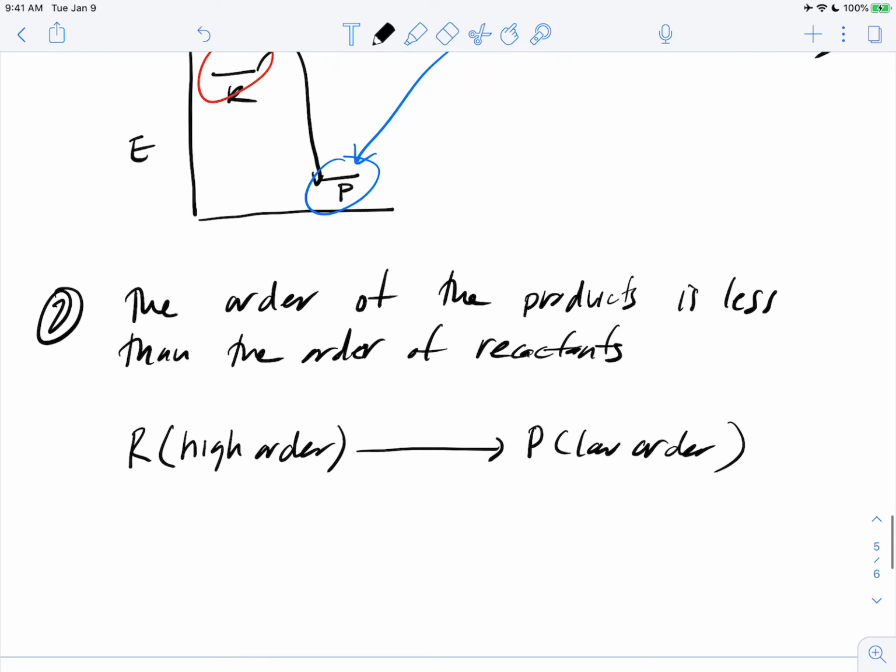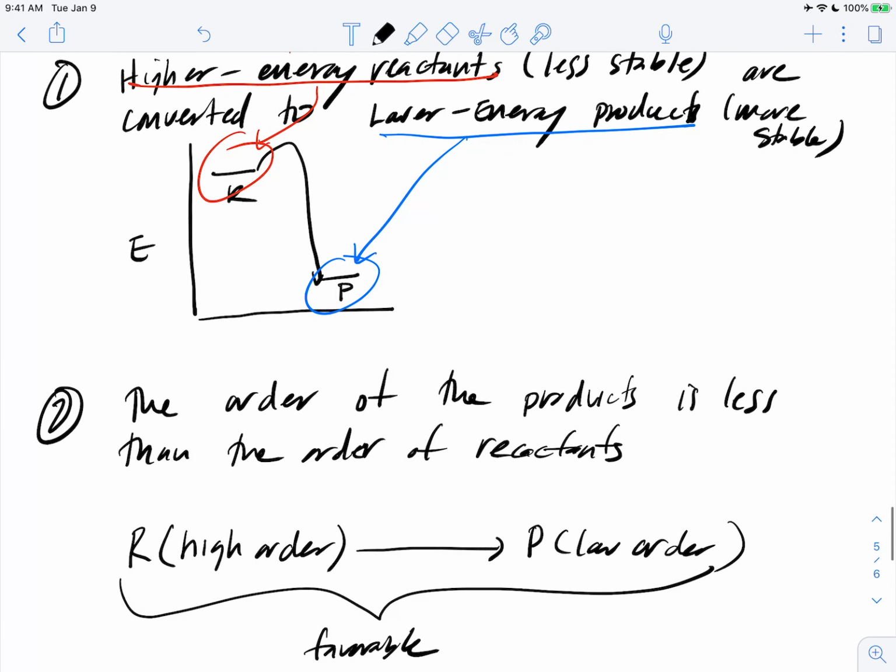This is favorable. So that is to say that if you meet both requirements, if your reactants are high energy and they are also high order, these are not always related, but they can be, and your products are low energy and low order, then you are almost guaranteed to be a spontaneous reaction at all temperatures.